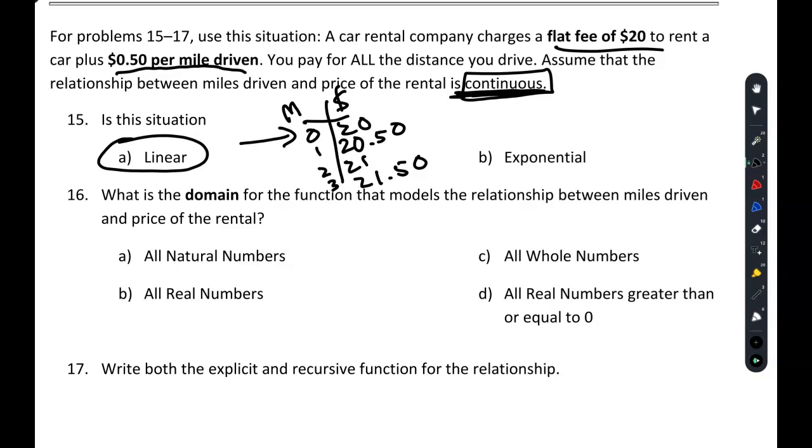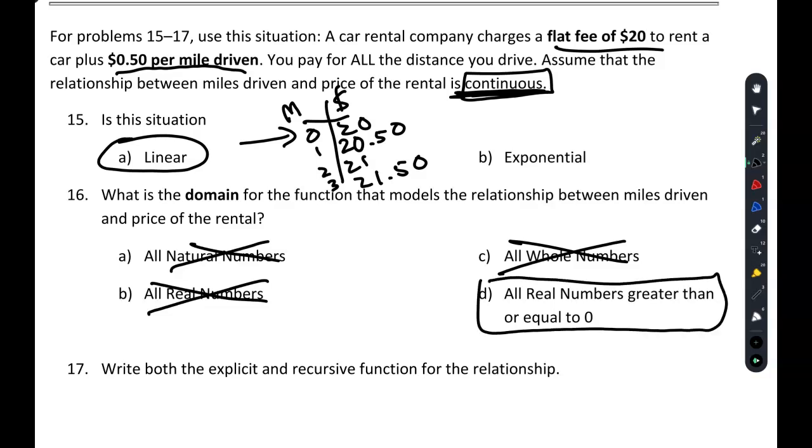So let's go back. Continuous. Since it says continuous, we can say real numbers, but we can't say all of them because that would include negatives. So the natural numbers are out. All the whole numbers are out. Those are gone. It's actually going to be all real numbers that are equal to 0 or greater. I'm thinking it's discrete because of this, but because they said continuous, it's going to be this one right here.